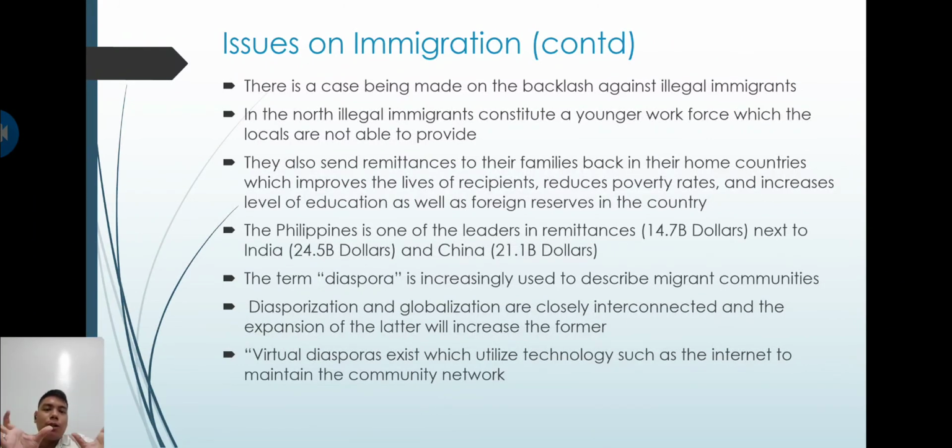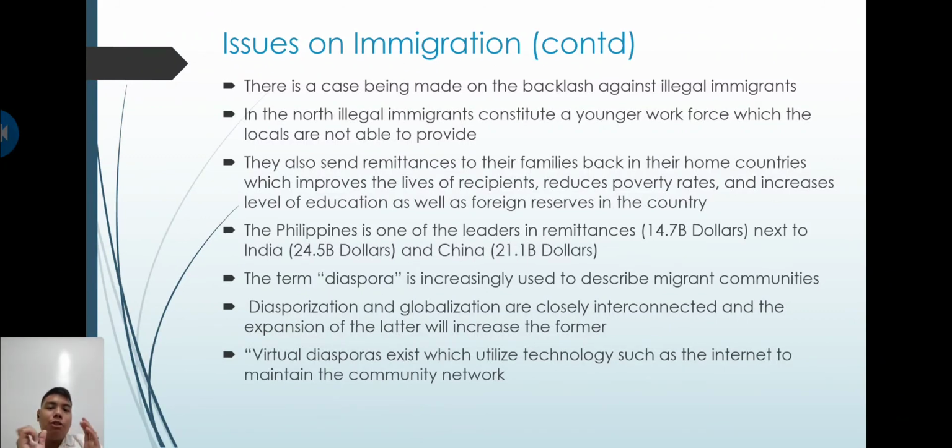The younger workforce is often constituted of those illegal immigrants because their population is aging already. So remember in demographics, when those populations age, the younger workforce sometimes is outnumbered by the older people. That's why these illegal immigrants can constitute a large part of the workforce.